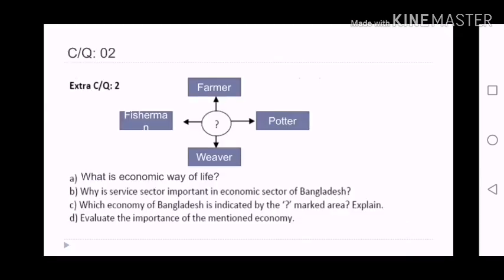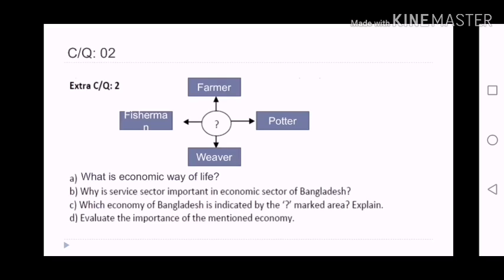Now we will move to the second creative question. Let's see the stem first. Here you can see there is one question mark in the circle in the middle of the picture, and then there are a farmer, potter, weaver and fisherman. Now let's see what the questions are.